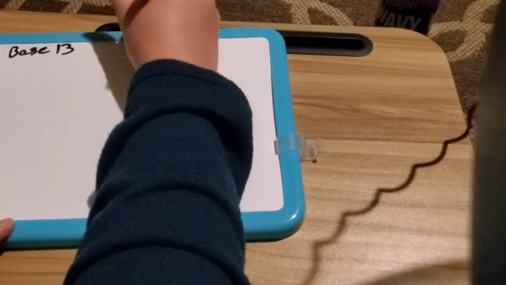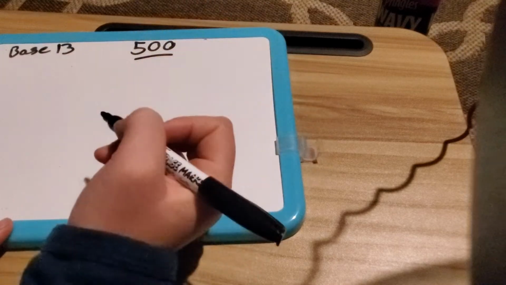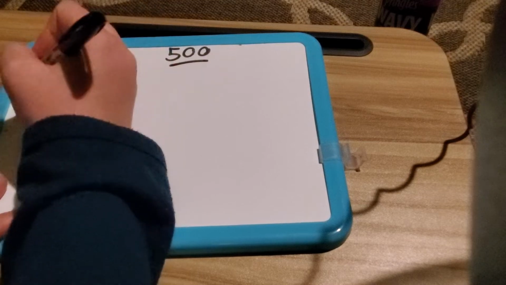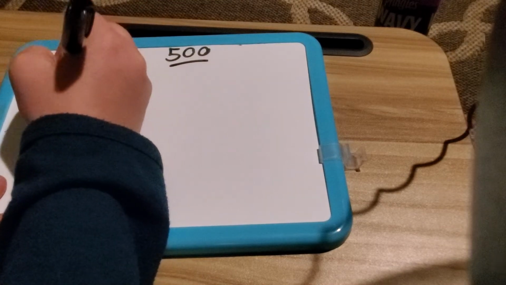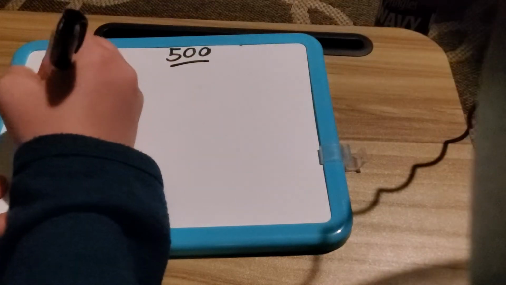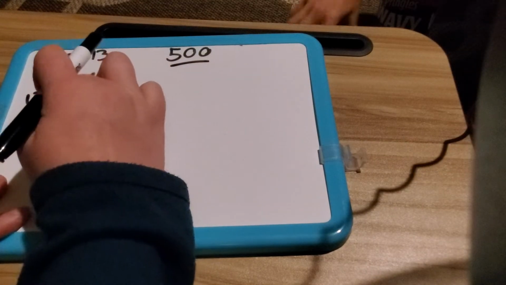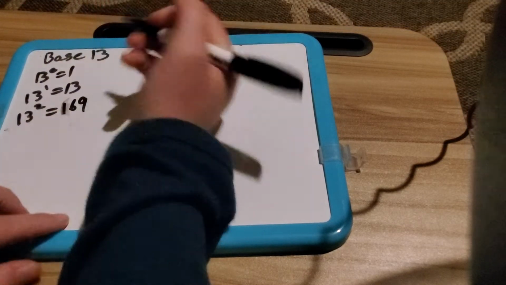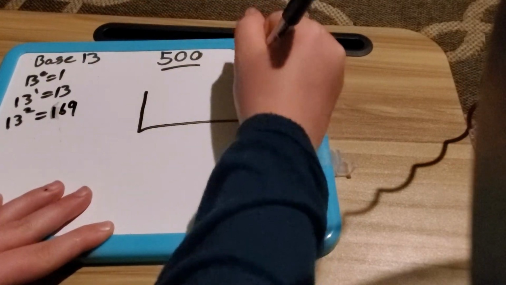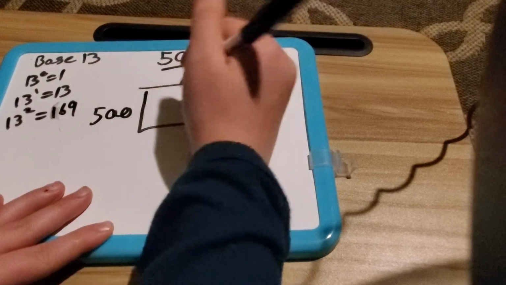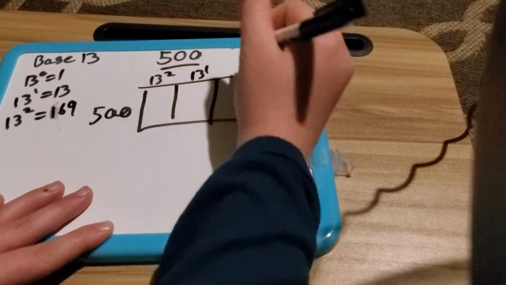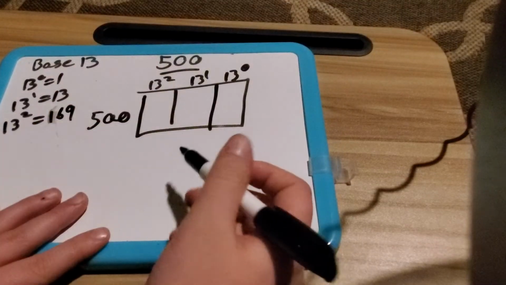Today in base 13, we will be finding the number 500. So let's write down some basic facts. 13 to the 0 power equals 1, 13 to the 1 power equals 13, and 13 to the second power is equal to 169. So let's make our chart. We got 500 right here, 13 to the second power, 13 to the 1 power, and 13 to the 0 power.